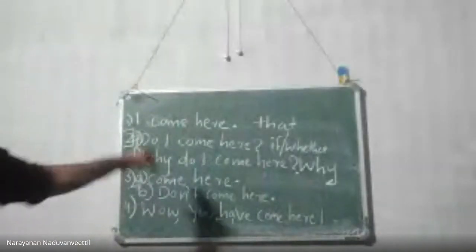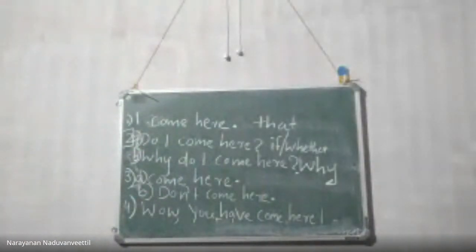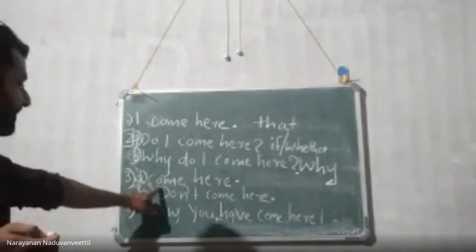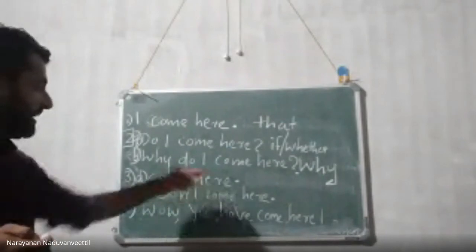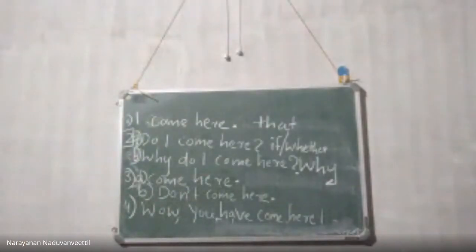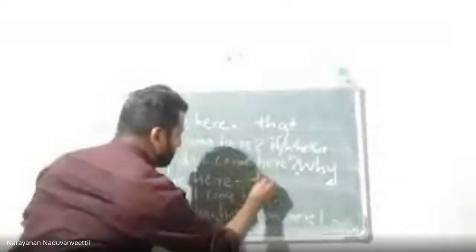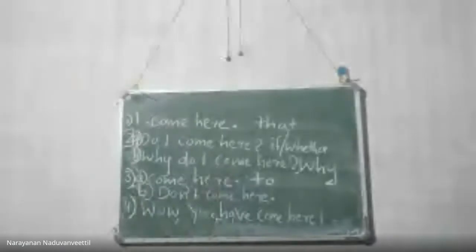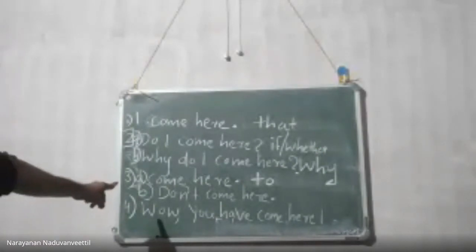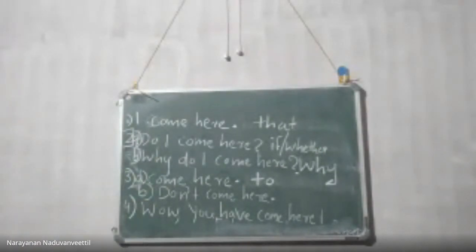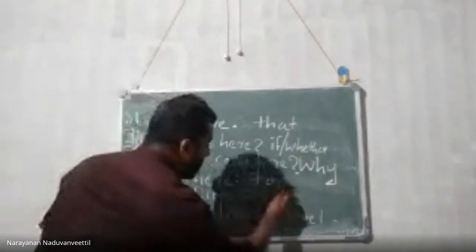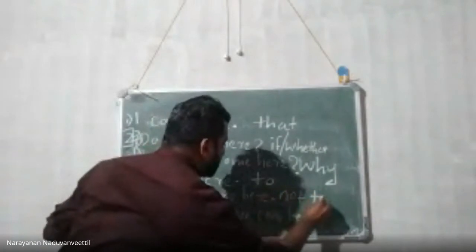Come to the third part. Here also we want to make a connector. What is the connection word here now? The sentence, come here. Rohan ordered Rahul. The connection word here is to. Imperative sentence, first category, the connection word is to. Second one, B: don't come here. What is the connection word there? That is not to. Not to.